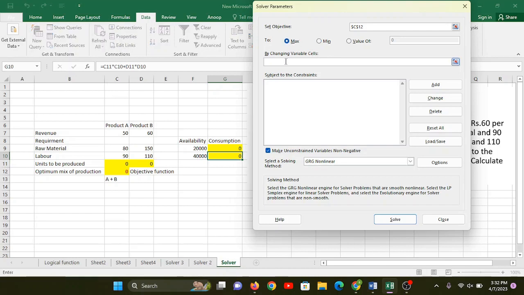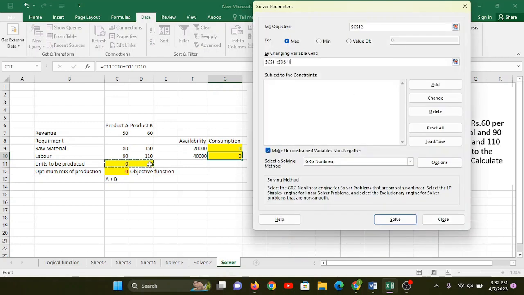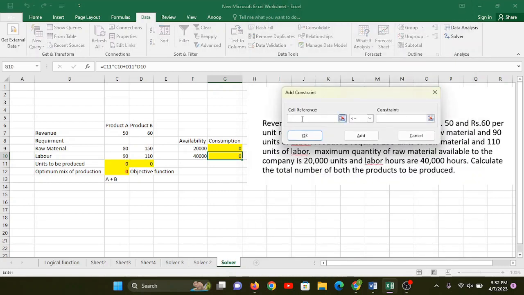By changing variable cells, which cells are variable in this case? These are the two cells where units of A and B are mentioned, which is 0 and 0 presently. So these are the two cells which can change. Now with this, let's go and add constraints. Constraints are your challenges.